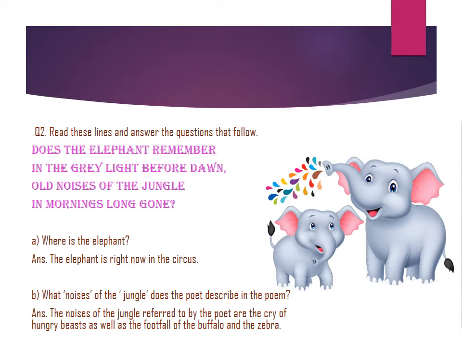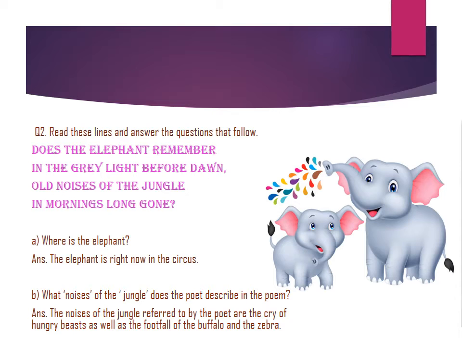So on the base of these lines, children, first question is A question, where is the elephant? You know where is the elephant? Well, this is very easy question. Where is the elephant? The elephant is right now in the circus. Now come to question number 2. What noises of the jungle does the poet describe in the poem? What noises, what sounds?